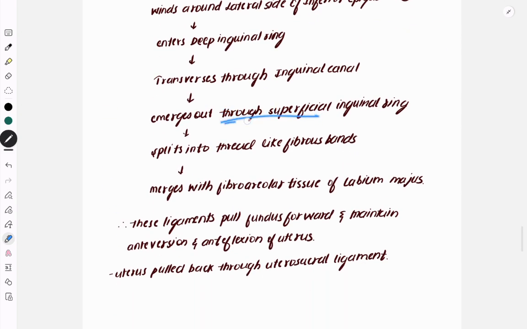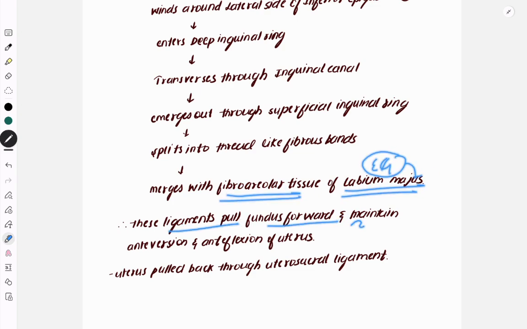So as it emerges out of the superficial inguinal ring, it will come out in the form of thread-like fibrous structures, and these thread-like fibrous structures will further go and merge with the fibroareolar tissue of the labium majus, which is a part of external genitalia. So they will go and merge with the fibroareolar tissue which is present in the labium majus.